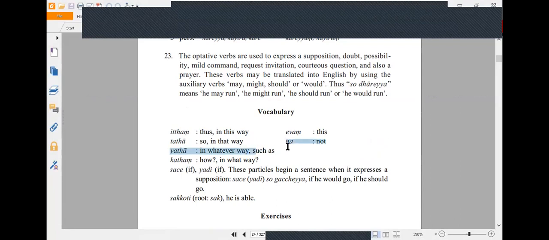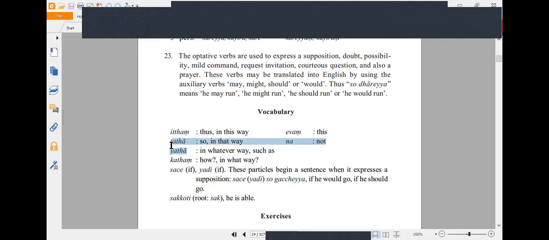But another meaning is "such as". Kathaṃ means, it's a question, how, in what way. So sace is if, yadi is if. So all these express a question like sace or yadi, if so. Gaccheyya means would go, if he should go, right? Sakkoti is able.